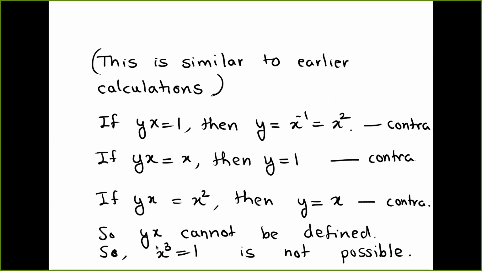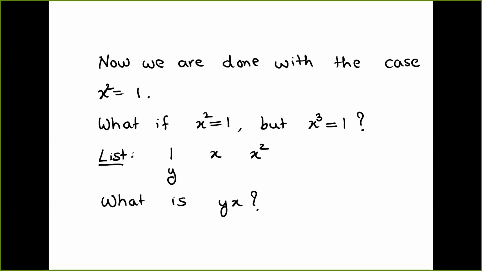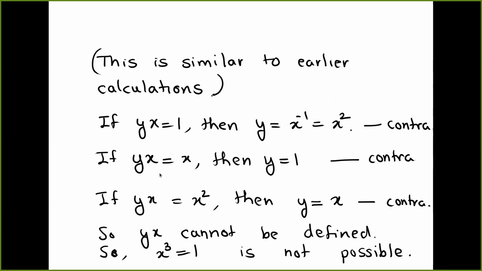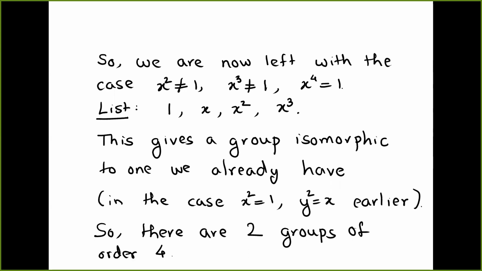So yx cannot be defined at all, actually, right? Well, actually, I should have written yx equal to y, but that also leads to a contradiction. What is the contradiction? If yx equal to y, I can cancel out y to get x equal to 1. And so yx cannot be defined. And so x cube equal to 1 is not possible. Okay, so we don't need to worry about this.